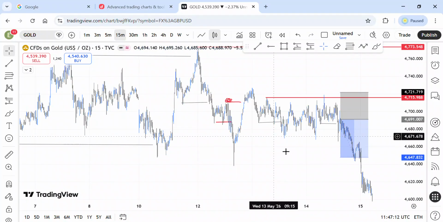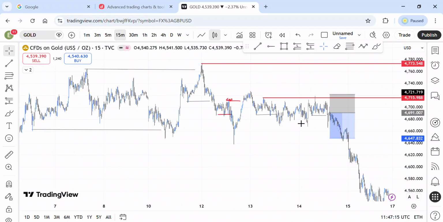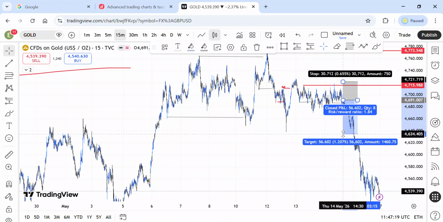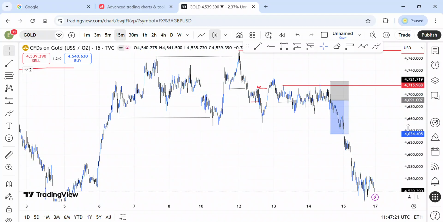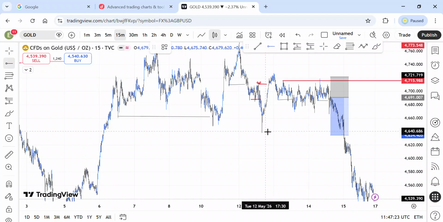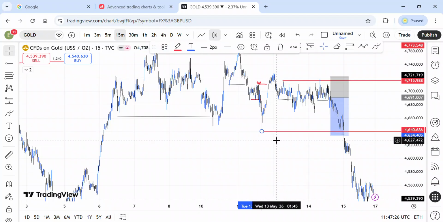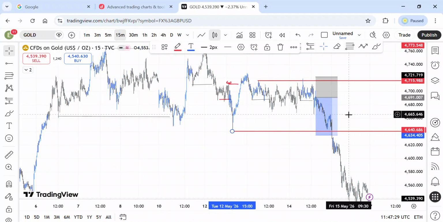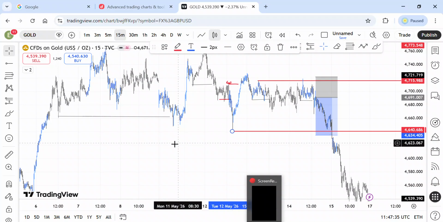Then what do you need to do? You just have to target this low. This is the external range liquidity. So this was the external range liquidity that you're supposed to target normally. So I targeted this external range liquidity, and that was how I hit my TP. So that is how this thing goes on Forex.